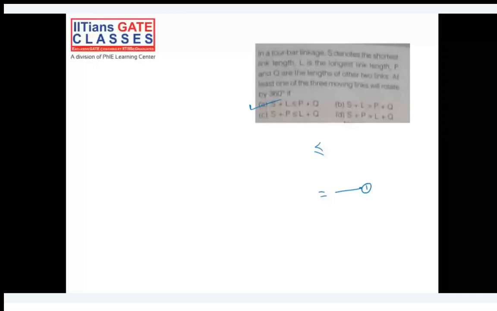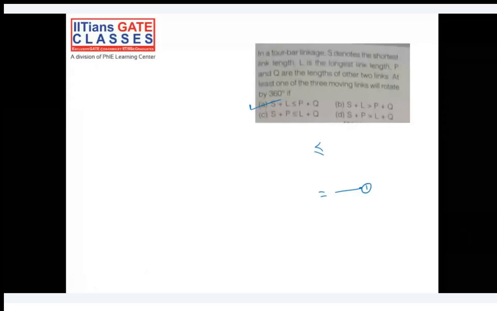Okay, so any doubt here? Yes, for Grashof's law, we cannot say it like this, because Grashof's law states that a 4-bar chain has at least one revolving link if the sum of the largest and smallest link is less than the sum of the other two links. So Grashof has given a clear statement that it should be less than only.